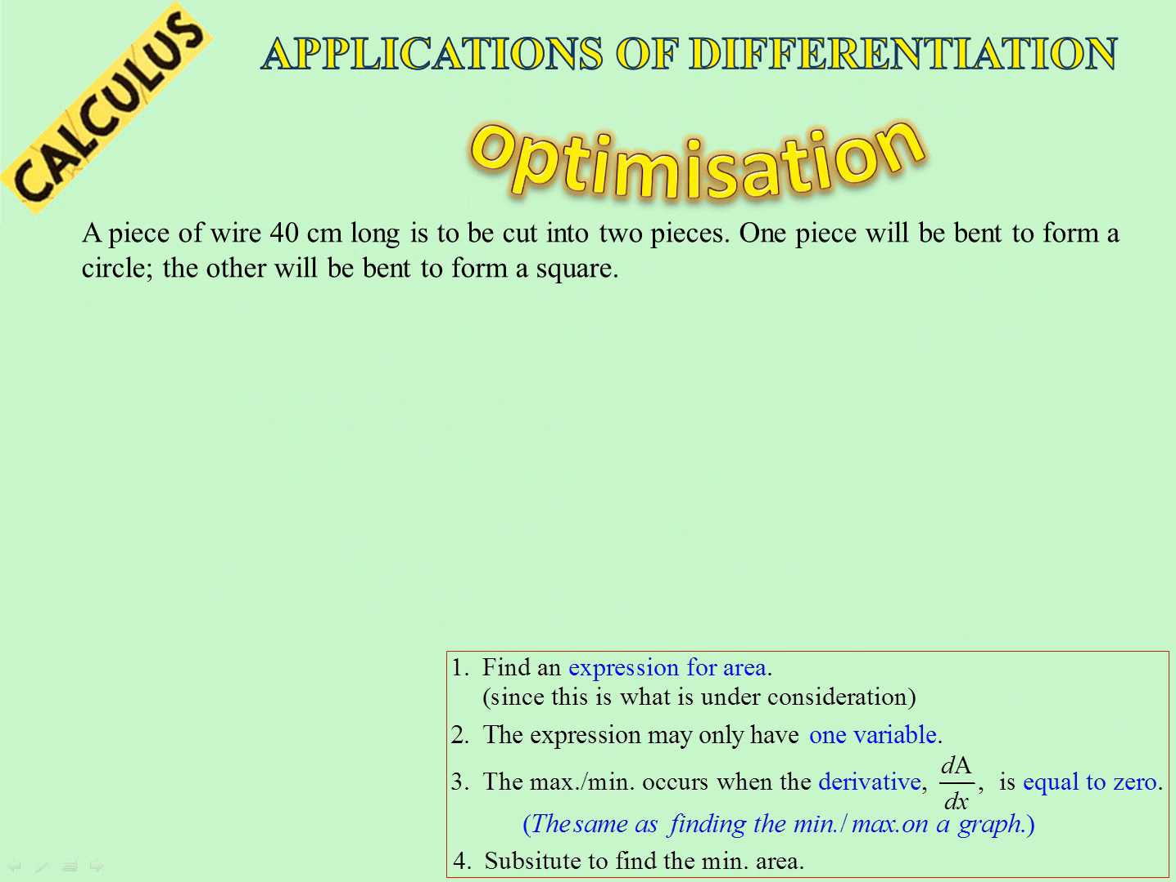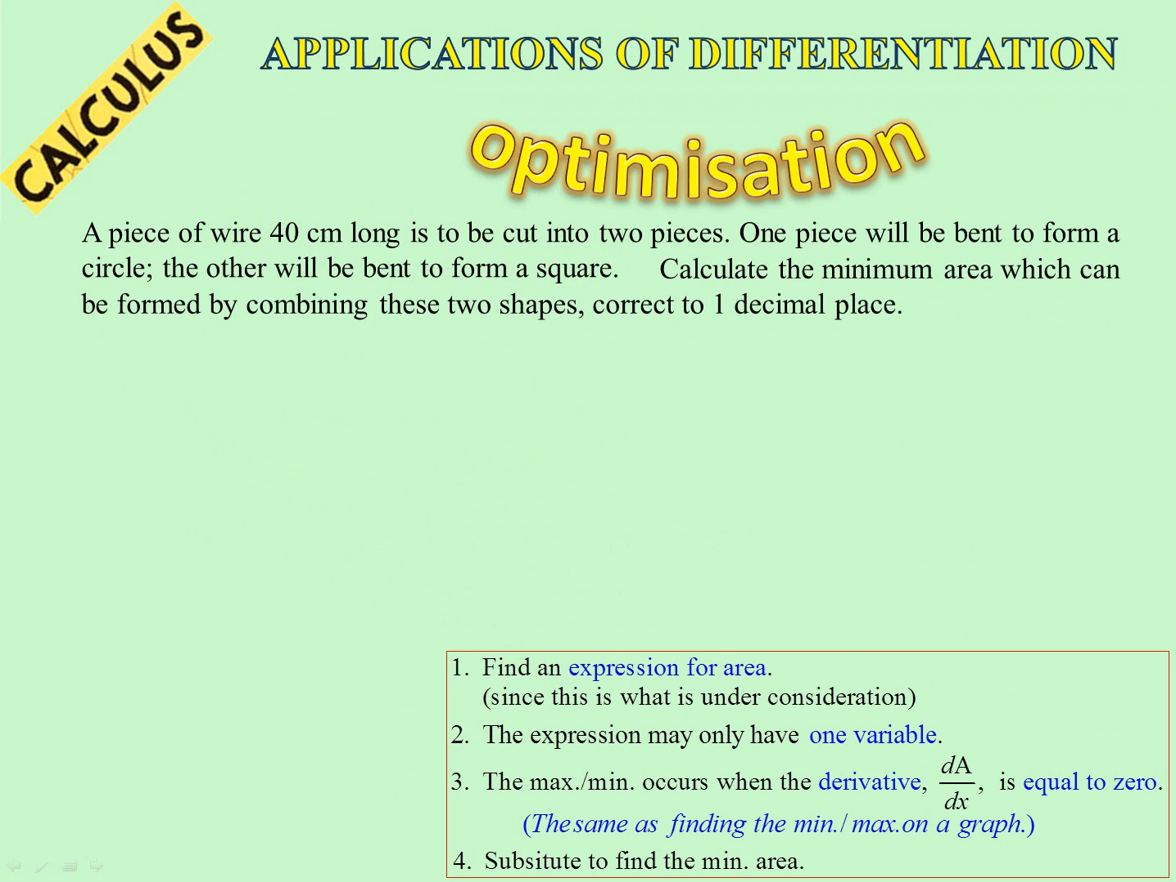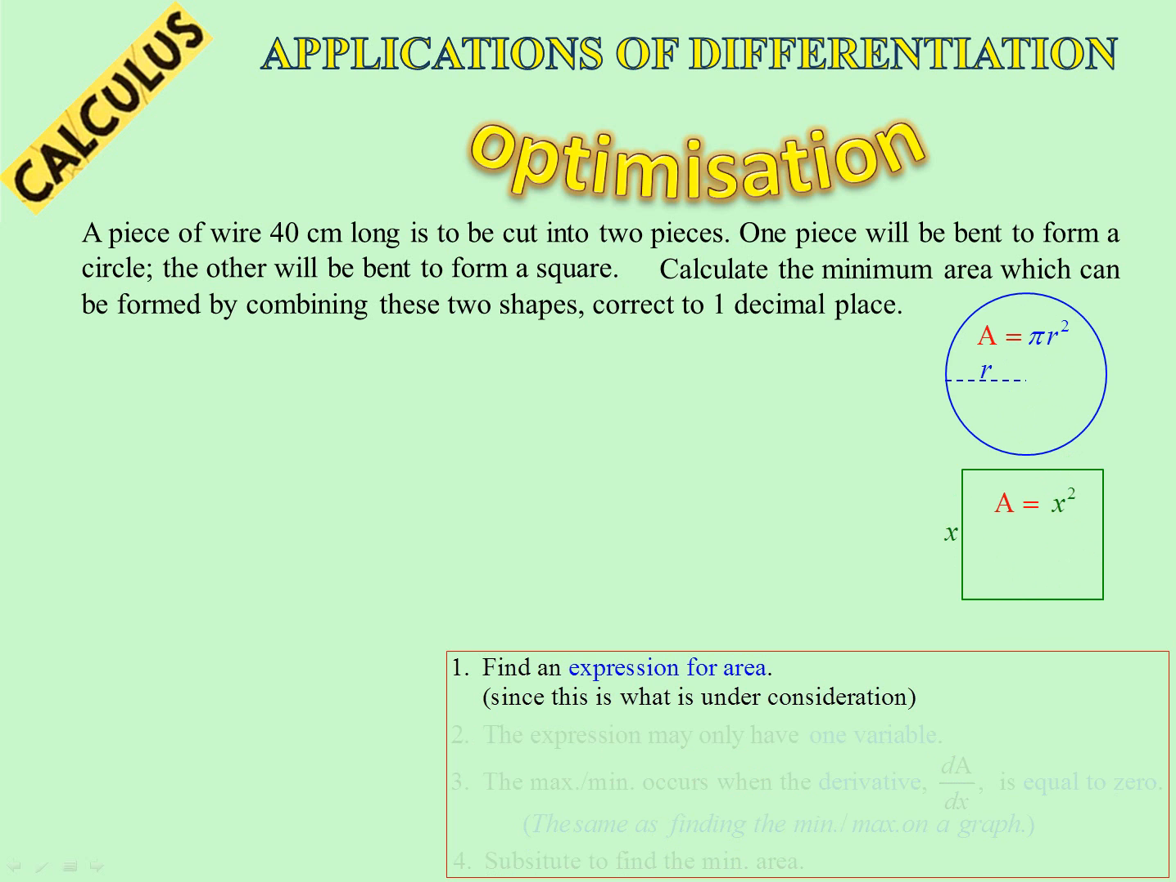Let's go into an example. Here's a piece of wire 40 centimeters long, cut into two pieces, one forming a circle, the other forming a square. Calculate the minimum area which can be formed by combining these two shapes, adding the areas together. So there are the shapes, and there's an area. Area is pi r squared for the circle. Area equals x squared for the square, where x is the length of the side.